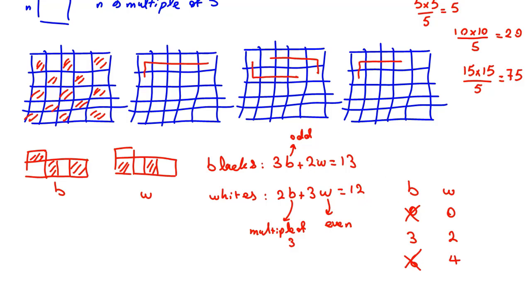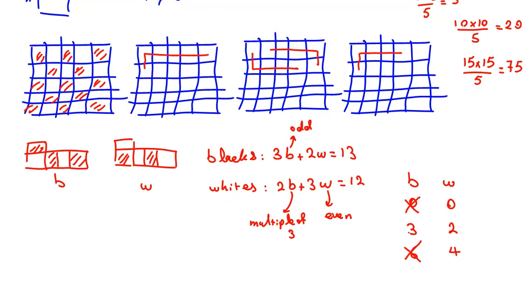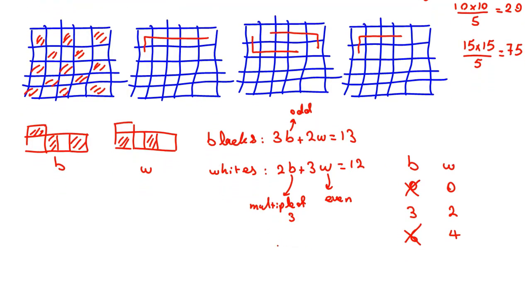Now let's consider w. So let's substitute. If b is 3, then 2 times 3 plus 3w equals 12. It is 6, so 3w is 6. So w is 2.